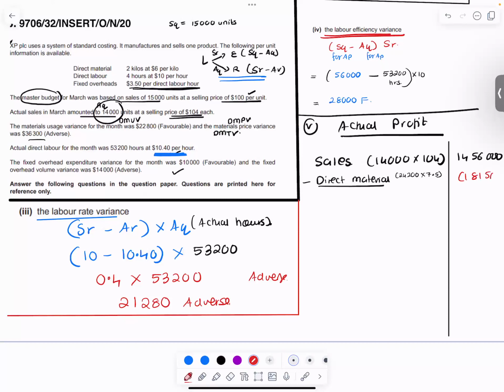Direct labor. How much? 53,200 into 10.4. It comes up to 553,280. Then fixed overheads.